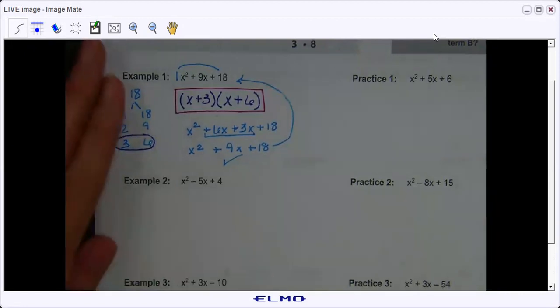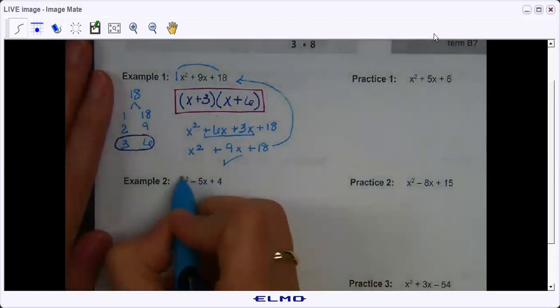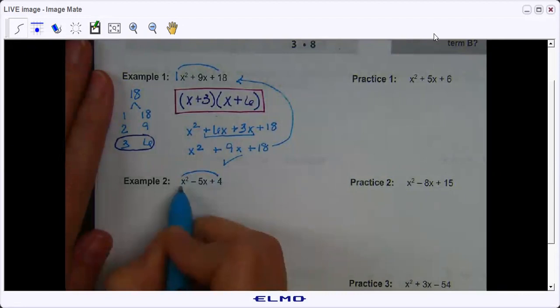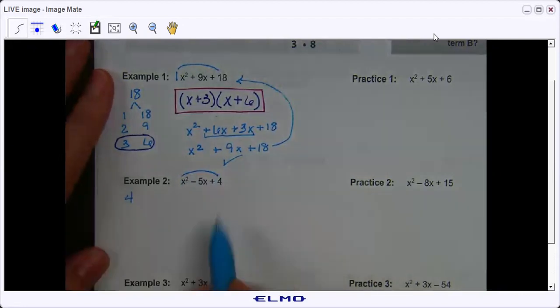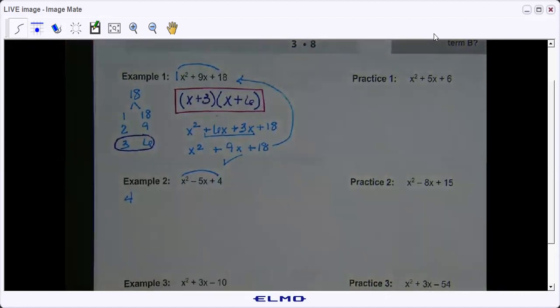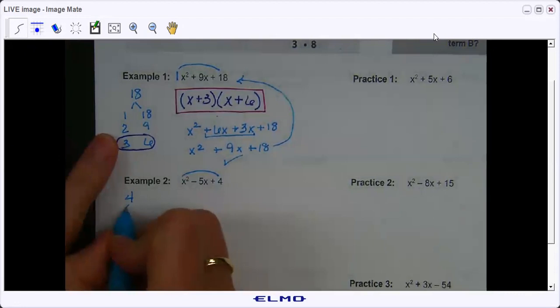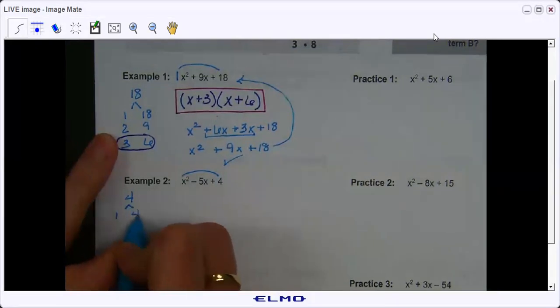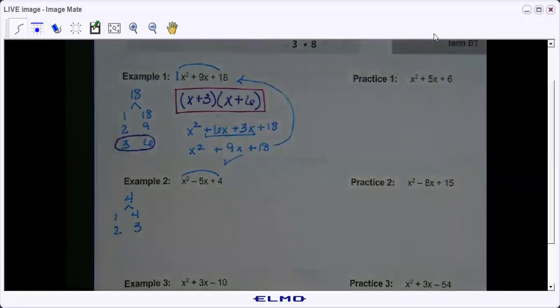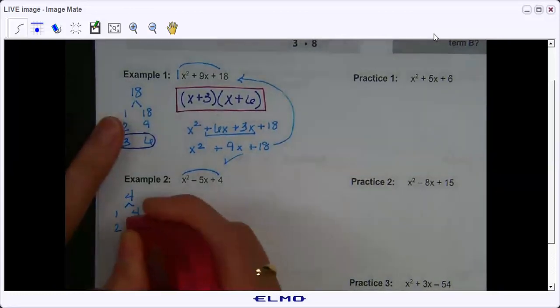All right, I'm going to find factors of 4 that will combine to get a -5. So now we have a negative number involved here. So I'm going to go ahead and list my factors of 4. We have 1 and 4, and we have 2 and 2. I'm sorry, I meant 2 and 2. Okay.